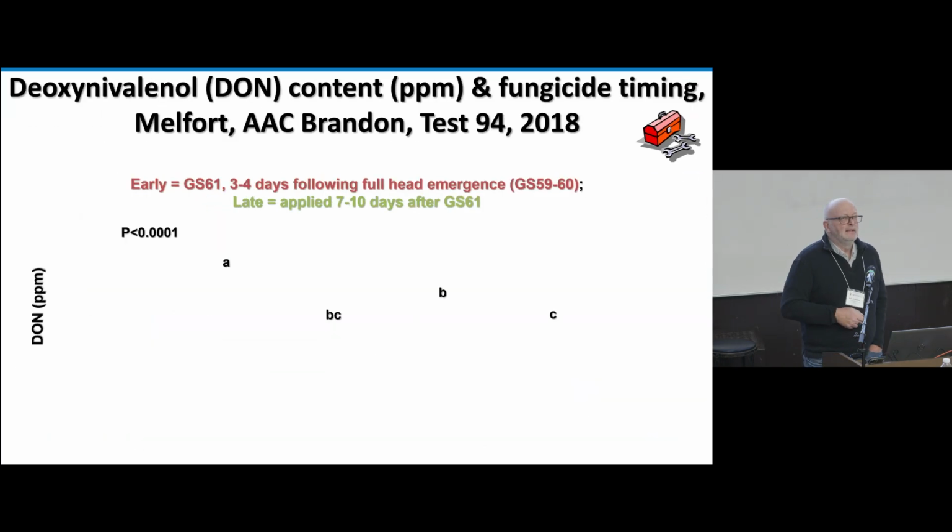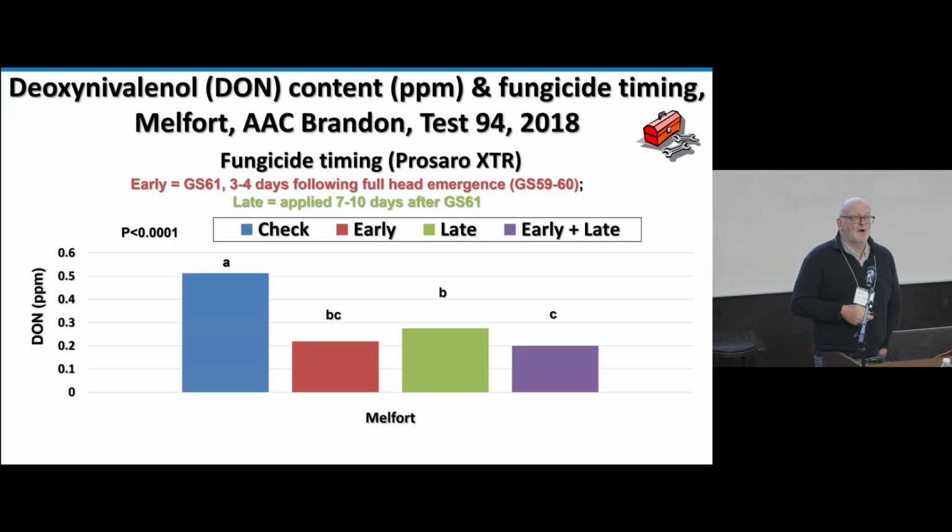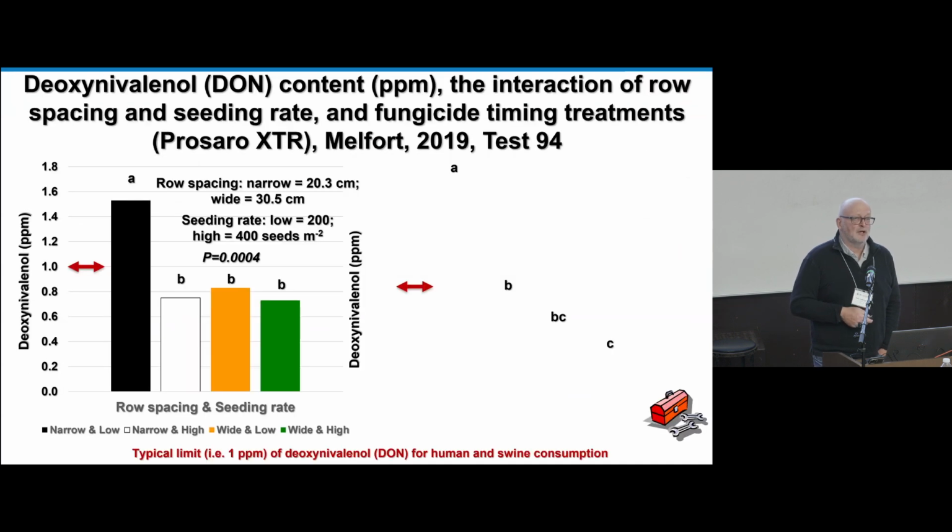Our DON, we struggled with this in terms of our sites in the years, but Melfort, we had some levels of DON, and again, a similar picture to the FDK. Single early did quite well, single late, it reduced it below the check, but it was our dual application that gave us our best trend in terms of DON reduction.